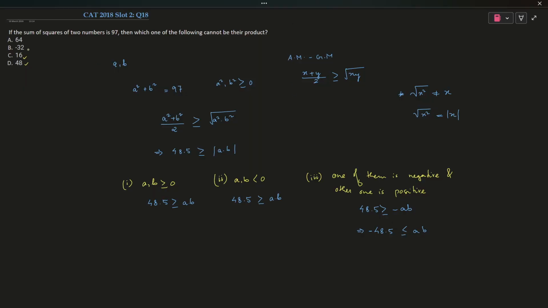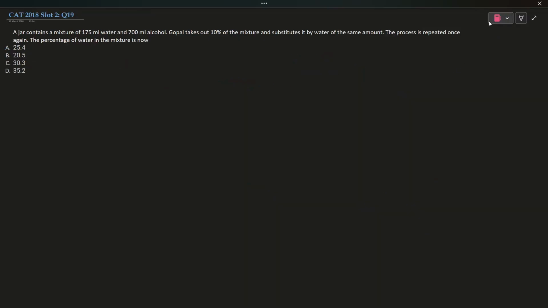So definitely minus 32 is possible, because minus 48.5 is definitely less than or equal to minus 32. That means the correct answer is option A, guys. 64 cannot be their product. This is a very easy question, guys, but a very good question because it involves basic concepts, small basic concepts which are very important. Okay, let's move on to the next question.